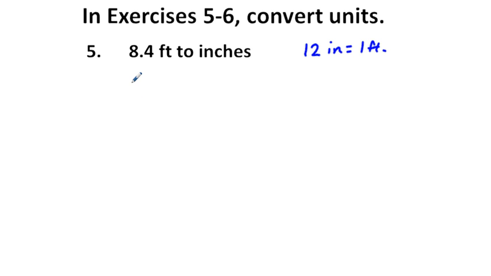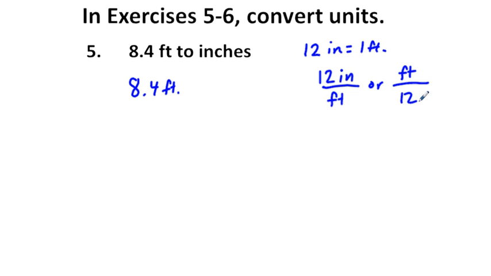And so if we start out with 8.4 feet, we work out the principle of dimensional analysis. We're going to write this 12 inches equals 1 foot as a ratio. That's going to be 12 inches per foot, or we can write the reciprocal of this ratio, 1 foot per 12 inches. The ratio that we use depends on what we need to cancel. So we're going to multiply this 8.4 feet by one of these ratios.